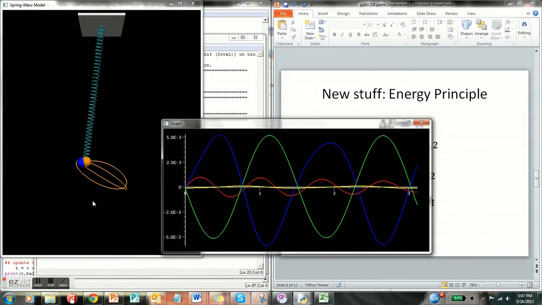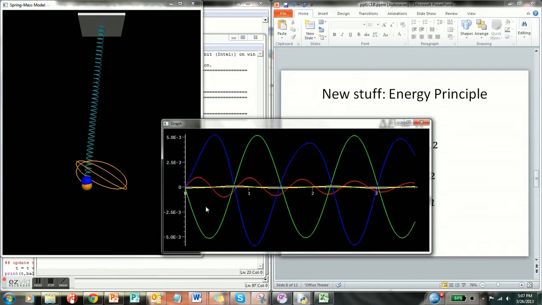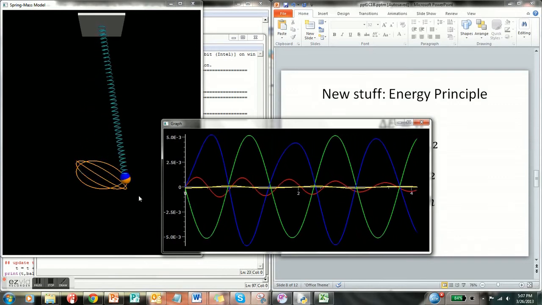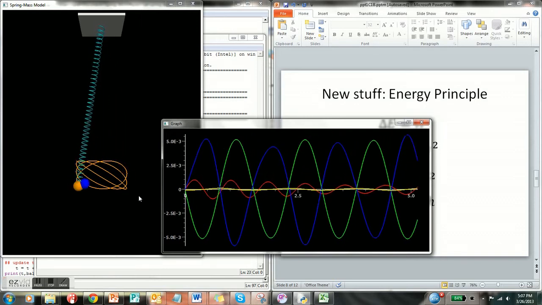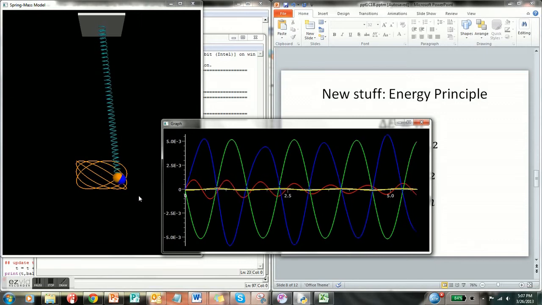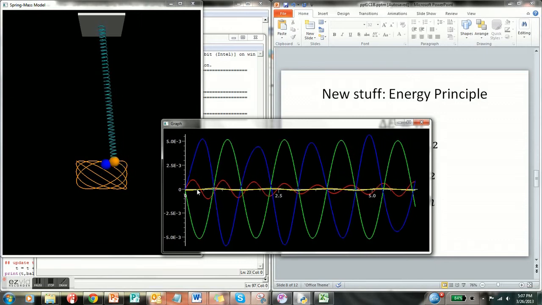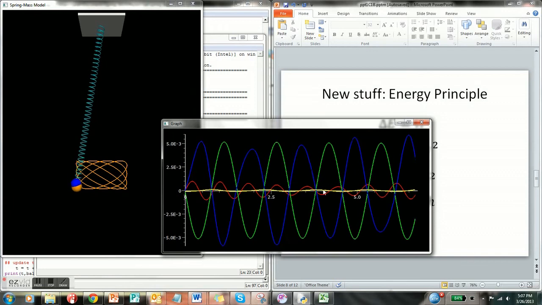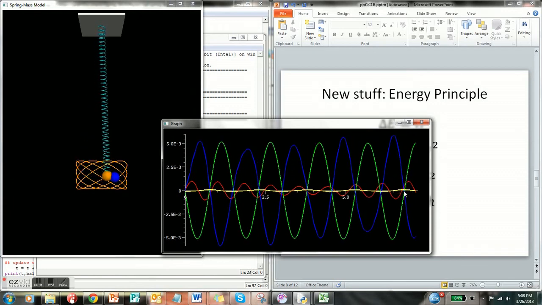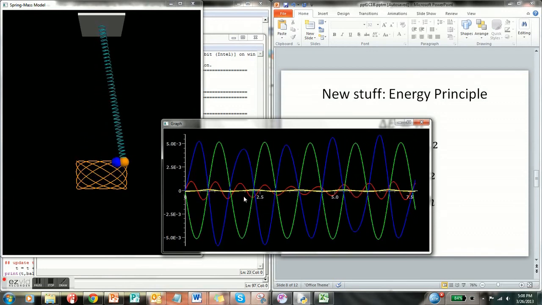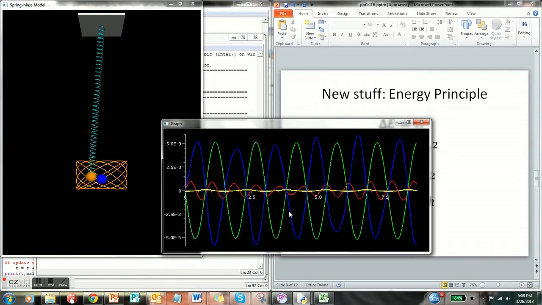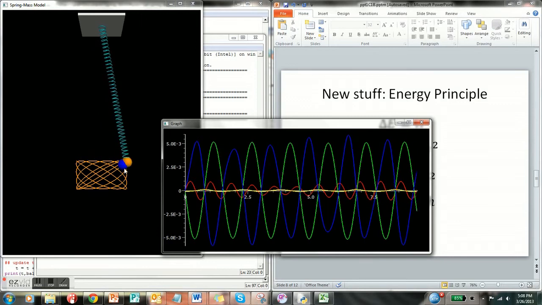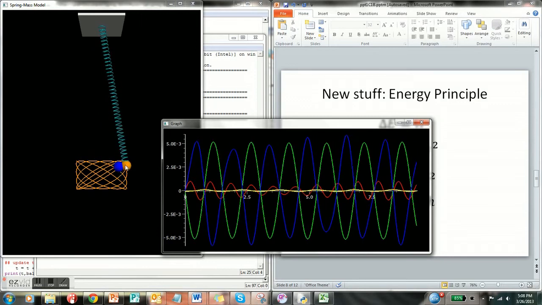My graph over here is all of my energies that I plotted earlier. The blue is the kinetic energy, the green is the gravitational potential energy, the spring is in red, and the yellow straight line right there, constant at 0, is the work, which is the sum of all of the energies put together. As you can see, my ball is sticking really well with the other one, meaning that it's a very good match.